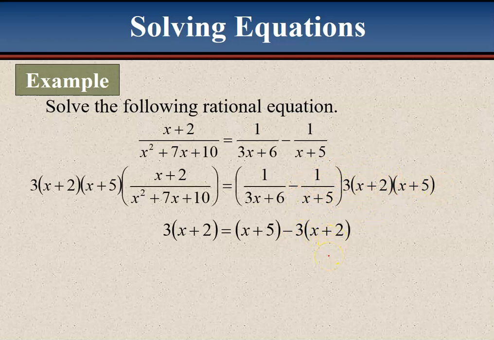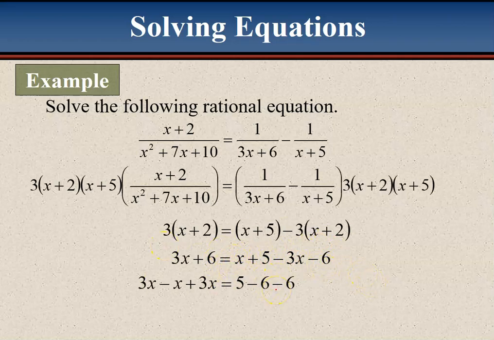And then simplify to the simplest form. So we will get 3x plus 6, and then after that, equal to x plus 5 minus 3x minus 6. And then simplify to the same variable. We can get now x equal to negative 7 over 5.